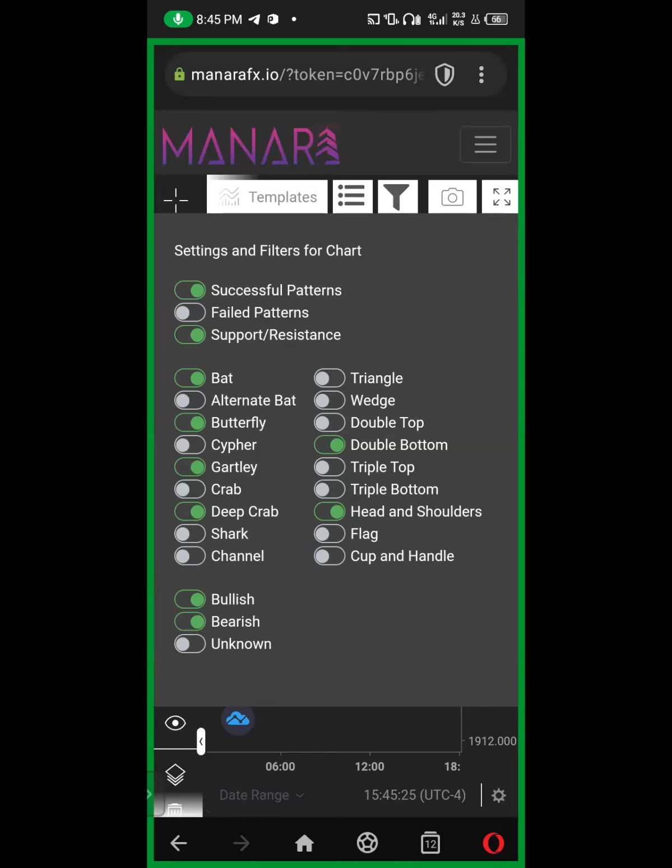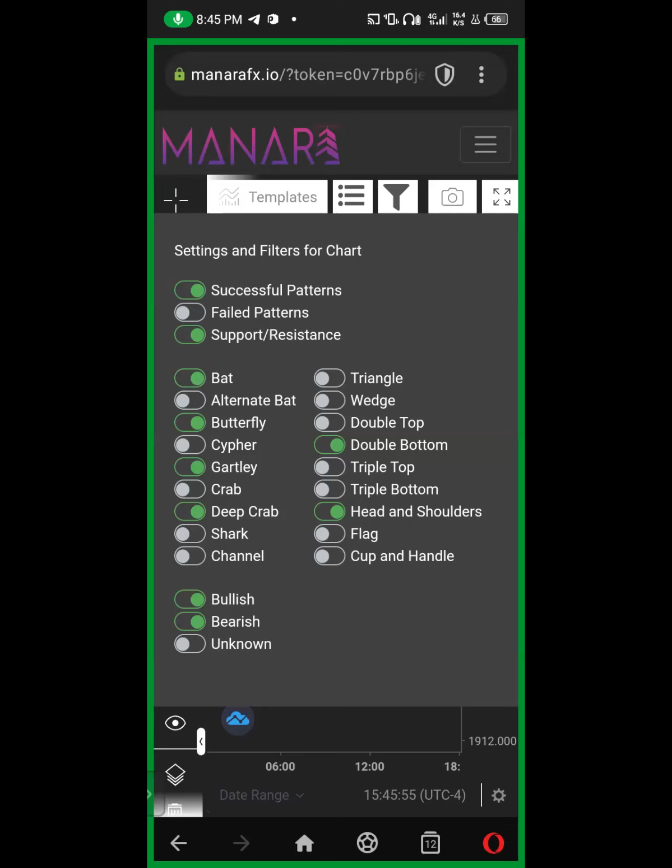Now you come back to the pattern area, the kind of patterns you want to use. We have the bat pattern, which is the most accurate pattern. It has a higher win frequency or win rate, so that's why I chose it. The butterfly is the second most important pattern. These two patterns give like an 85% win rate, the highest among all the rest.